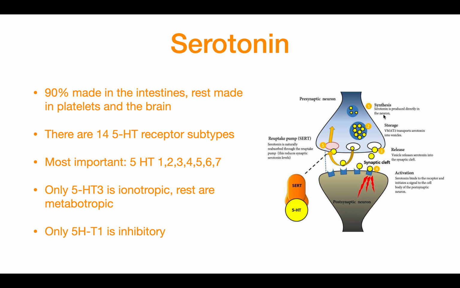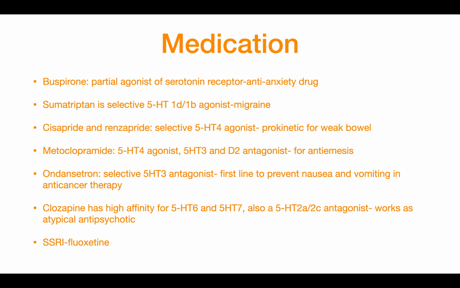So serotonin is going to be made directly in the neuron. It's going to be stored in vesicles, and VMAT2 is going to transport it into the vesicles. It's going to be released via exocytosis. Activation is when they bind to the receptor.